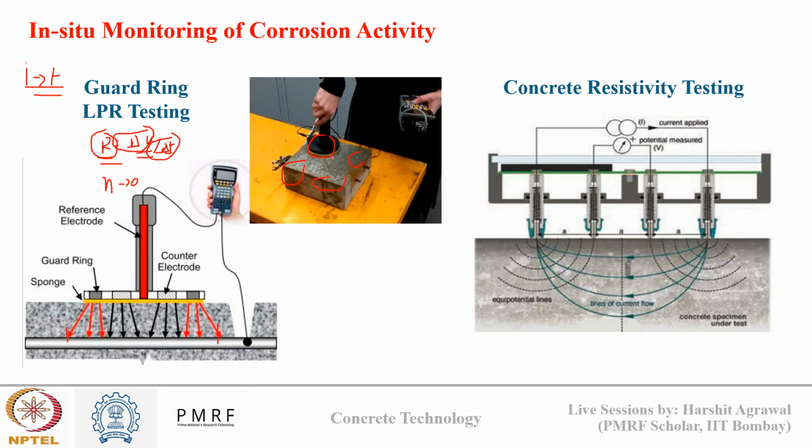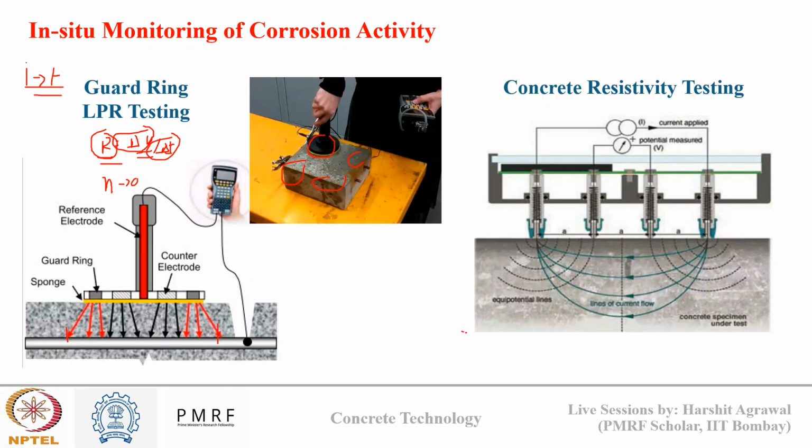So if there is higher current density locally, then that area might have risk of pitting corrosion inside. And the fourth technique is the measurement of concrete resistivity. In this testing we measure the resistivity of concrete.